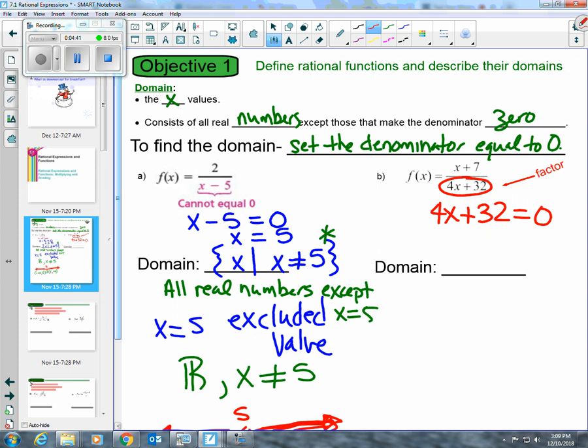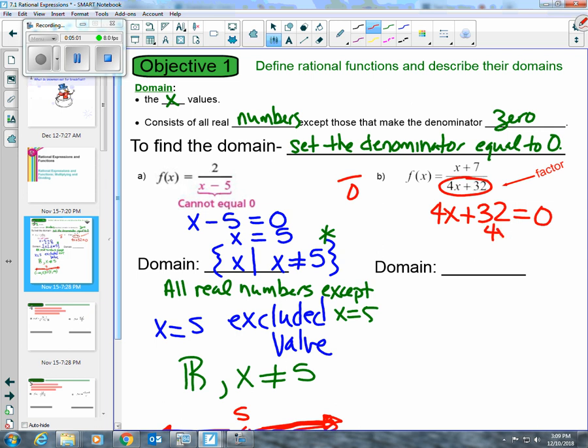So 0 divided by a number, whatever that number is, say it's 8, that's great. That's equal to 0. That's a real number answer. But what we can't do is have the 0 in the denominator. So whatever makes that bottom 0, that's what I'm worried about. So we need to solve that. We need to see what makes that true.